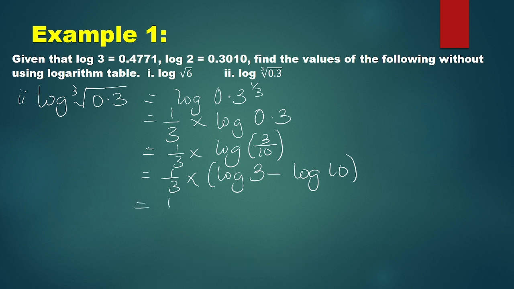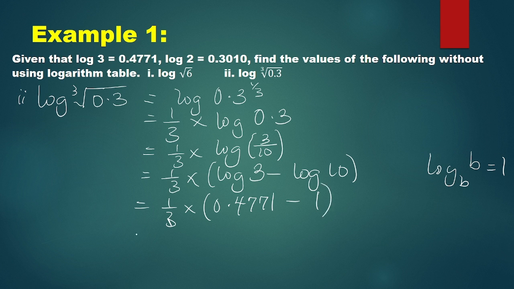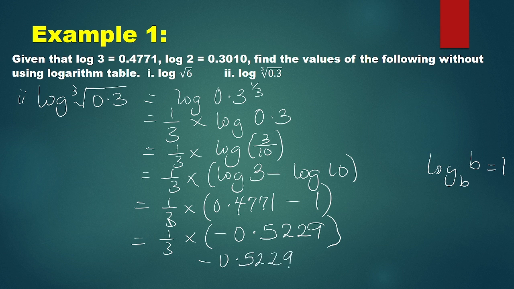So if I go further, I'll have 1 over 3 multiplied by log 3, which becomes 0.4771, and from our laws of logarithm, log b in base b equals 1. So log 10 base 10 will simply be equal to 1. Then I'll further have 1 over 3 multiplied by, if I subtract this, minus 0.5229.